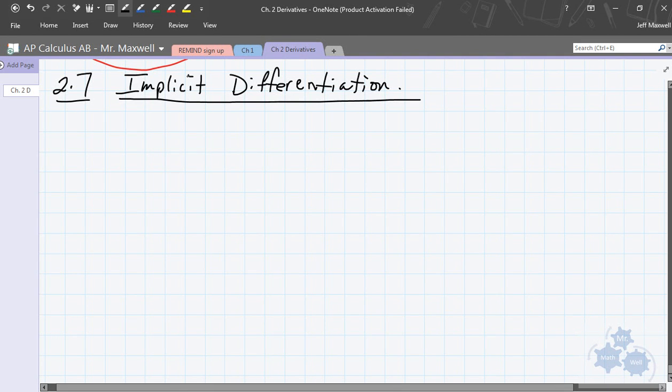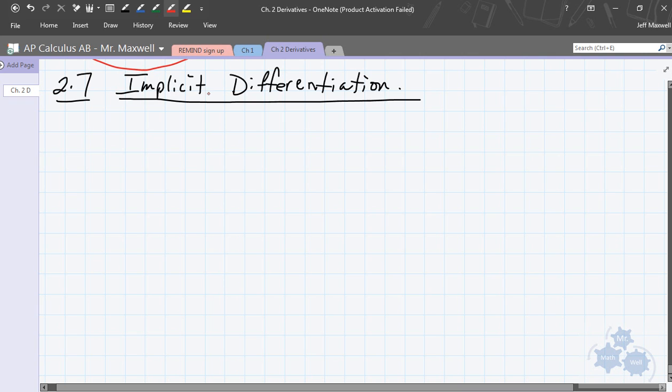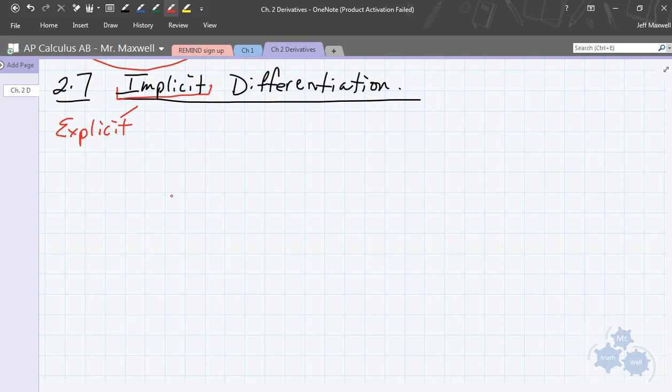Okay, 2.7 talks about implicit differentiation. I want to start by focusing on this word implicit. It is the opposite of explicit, and you all know that word, right? Explicit lyrics, or explicit images, or explicit calculus teaching. Whatever it is, it's very bare, it's raw, it's in your face. What it actually means is, explicit means in very plain terms.